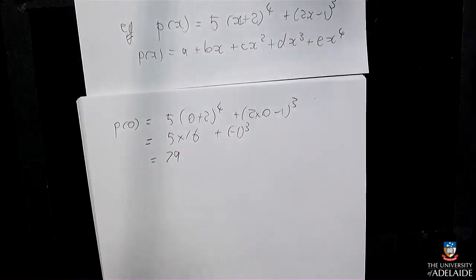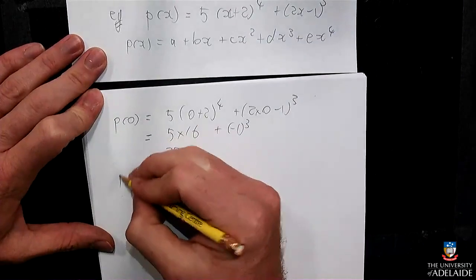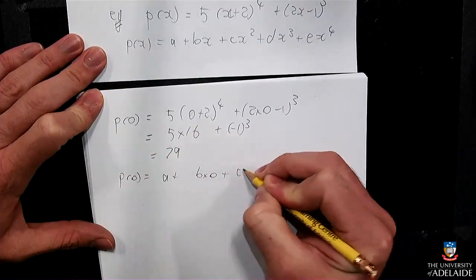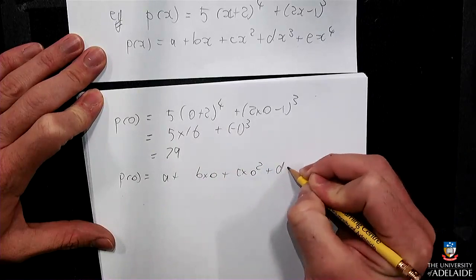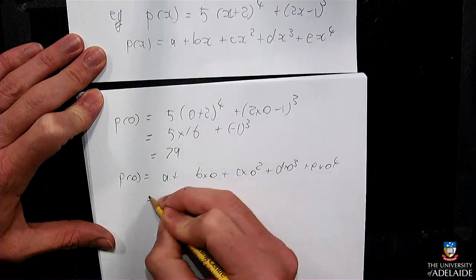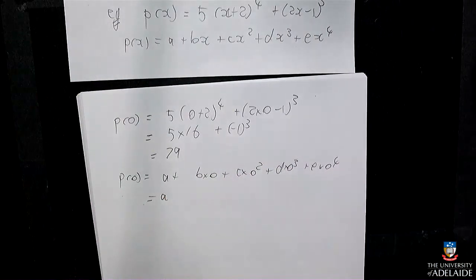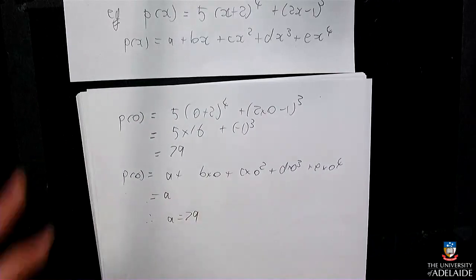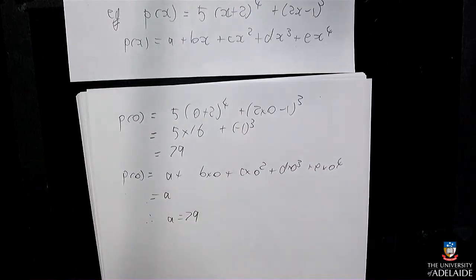Okay, cool. But I also know that p of 0, using the other formula, I'm not going to do all of this, will come out to a. And since p of 0 is both 79 and a, a must be 79. So I figured out what a is. Sweet. I told you that it was derivatives that can help me figure this out.